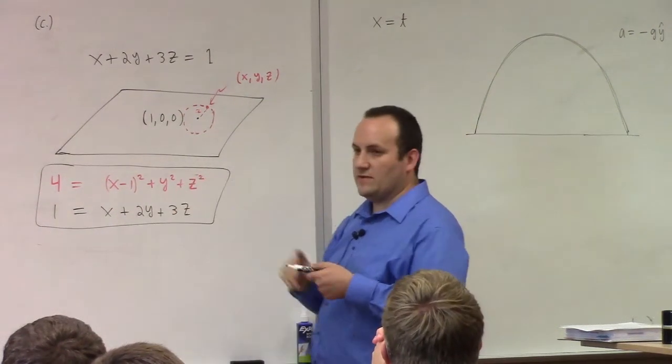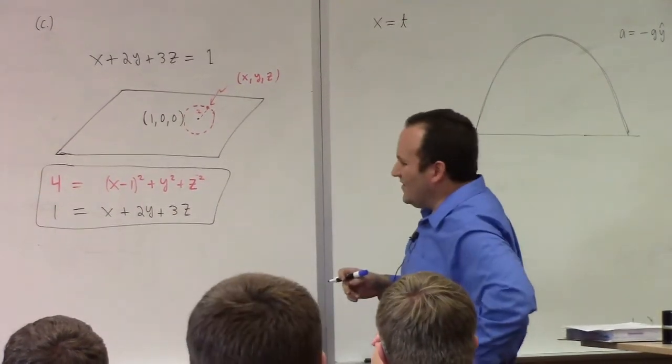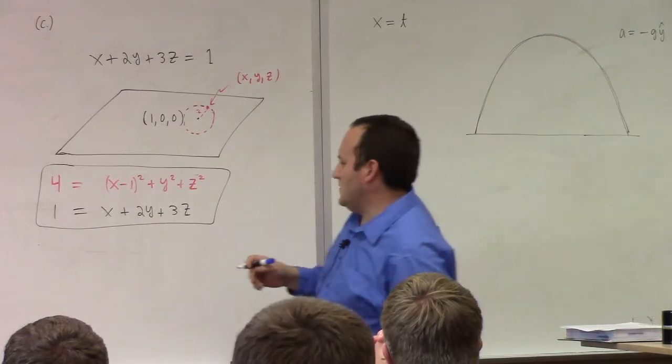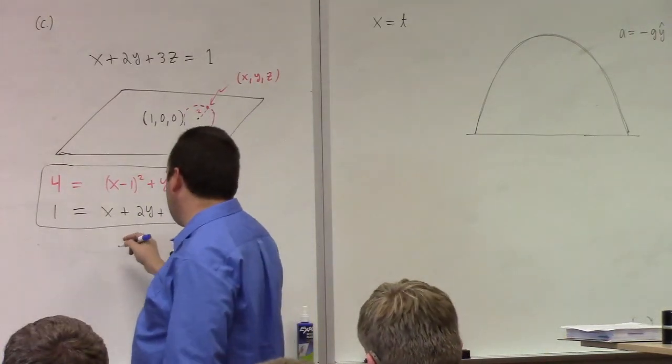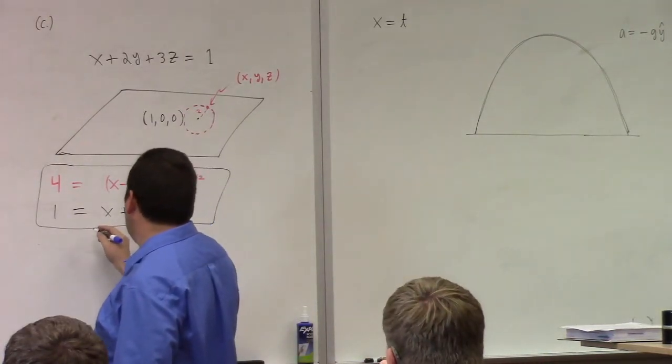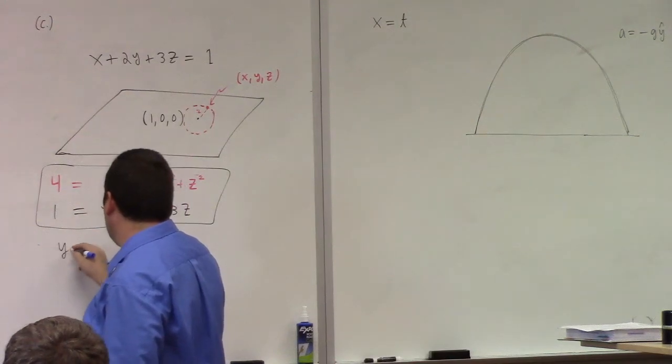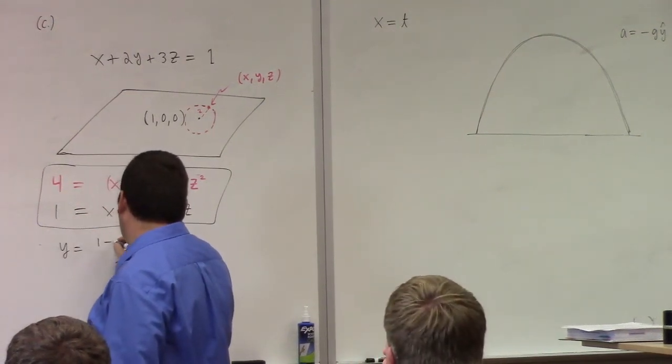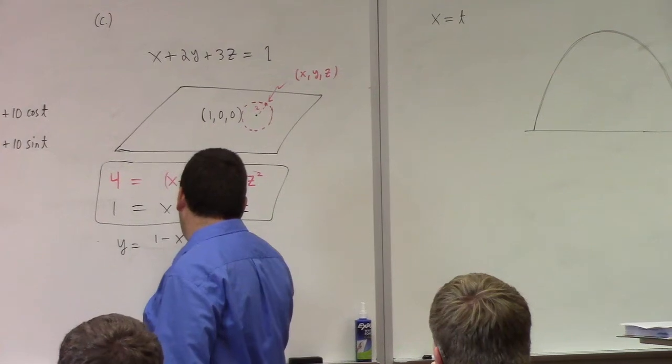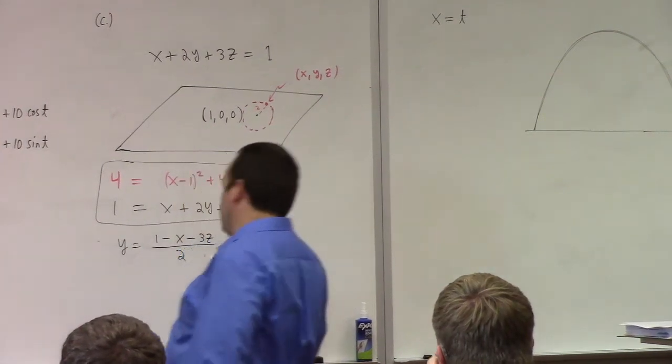Eliminate y or z from these equations. I think the easiest thing to do, in my opinion, is to solve for y here. So if I get y is equal to what? Y is equal to (1 minus x minus 3z) divided by 2.